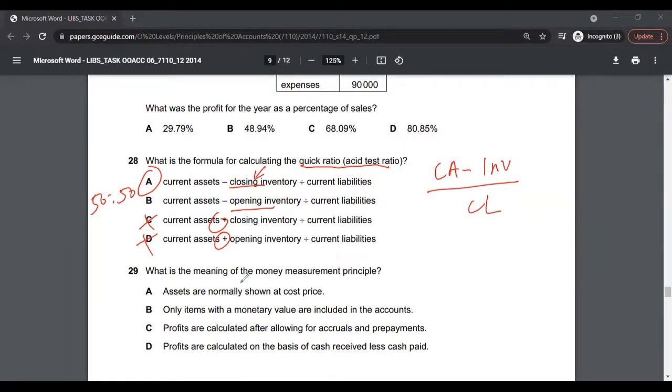Multiple choice 29. What is the meaning of money measurement principle? The meaning of money measurement principle is option B. Only items with monetary value are included in the account. So the answer to multiple choice 29 is option B.